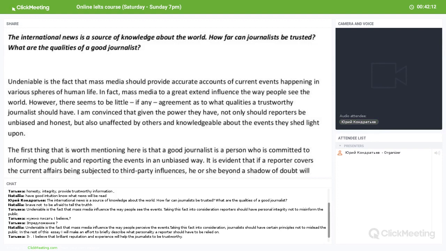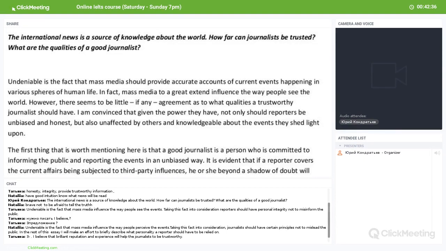Okay, so now we're going to write the main body paragraph, and maybe we can start with qualities rather than how far journalists can be trusted, because it would be more logical to start with qualities and then say how far they should be trusted. But if you wish to start with the first question, you can start with the first question.